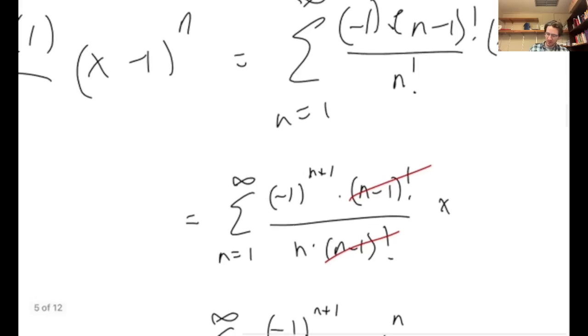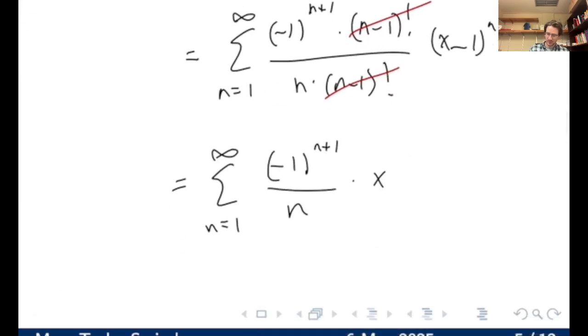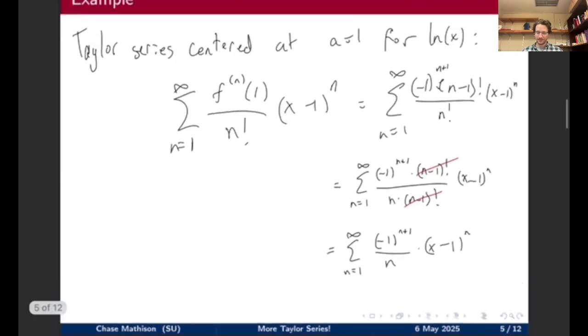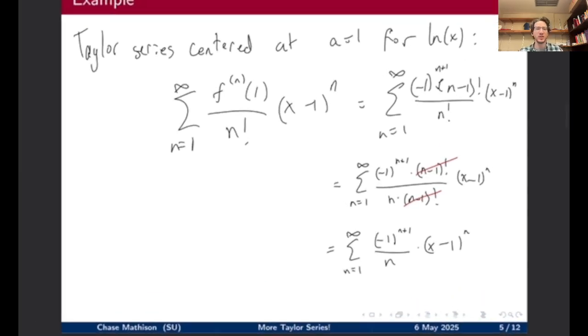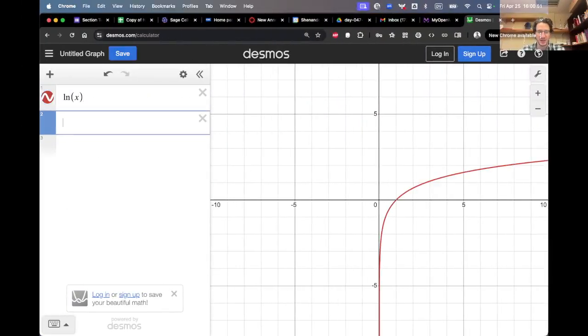Let me fix that really quick. There we go. Make sure to copy down what you wrote before. Okay. And there we go. We'll find the radius of convergence and the interval of convergence in a second. But let me go into Desmos here and show you that this looks like the natural log of x.